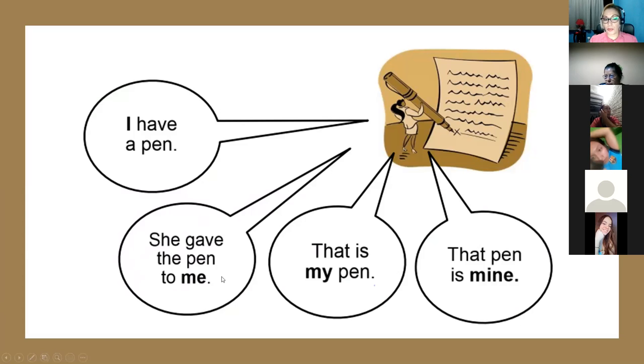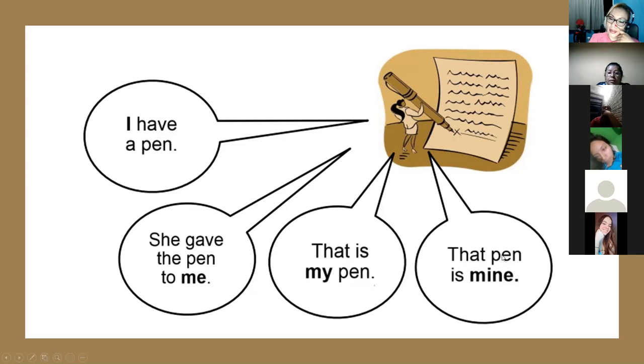She gave the pen to me. Luego tenemos los possessive adjectives, que ya dijimos que eso sirve para mostrar que algo nos pertenece. Y cuando es un possessive adjective, va seguido de una cosa, un noun. Aquí tenemos un ejemplo, that is my, y el noun es pen. Este es mi lapicero.